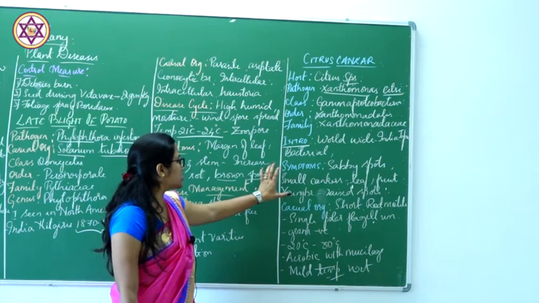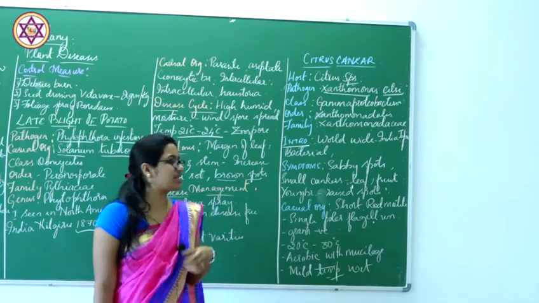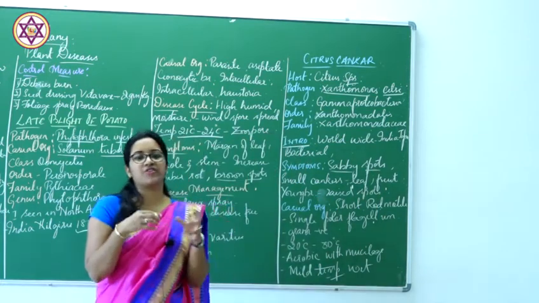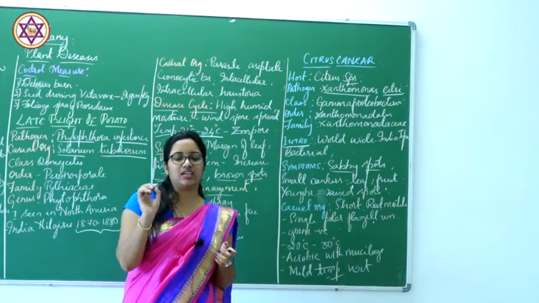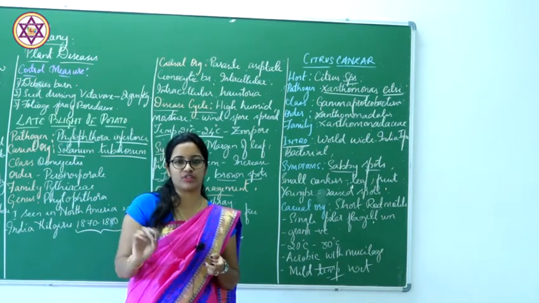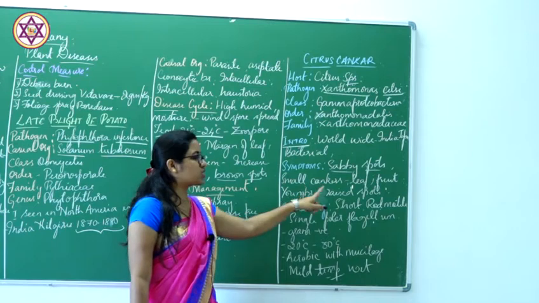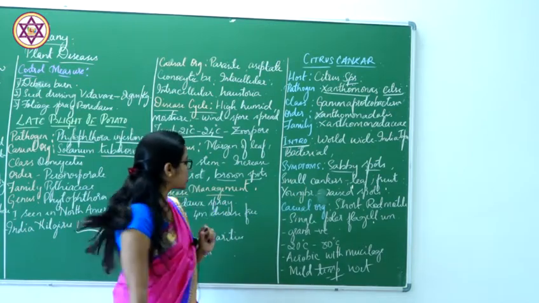Now, moving to the symptoms. Symptoms: scabby spots. Scabby is an irregular, cracky and even rough kind of spot. We call it scabby spots. So we can see that it is nothing but small cankers, a spot.